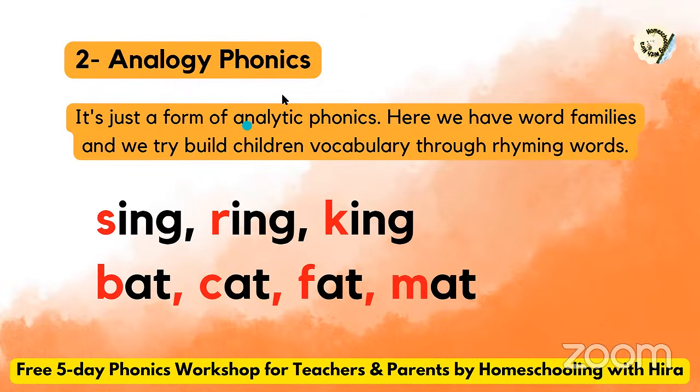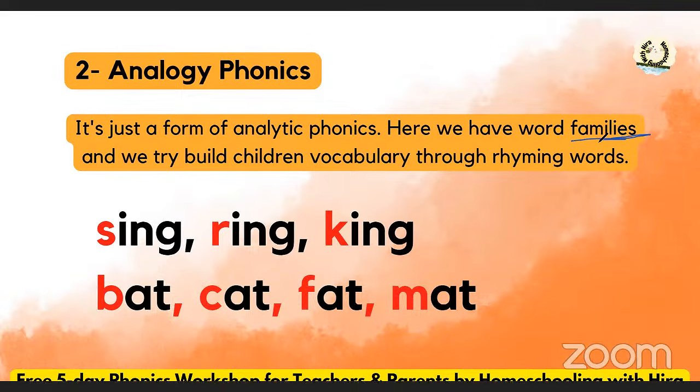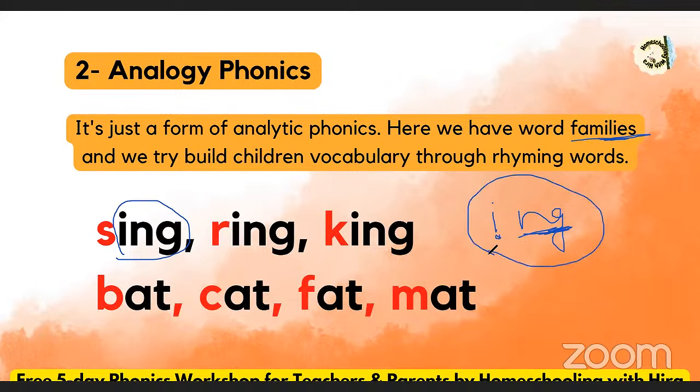Here we work with families. For example, this is the ing family. So we don't teach children that this is a and sound. Ng together make a single sound. They make it a whole unit and say it, then put a first sound. Ing, sing; ing, ring; k, ing, king; d, ing, ding, like this.